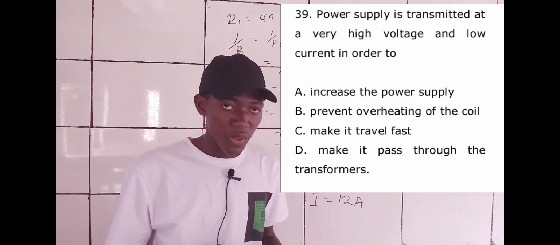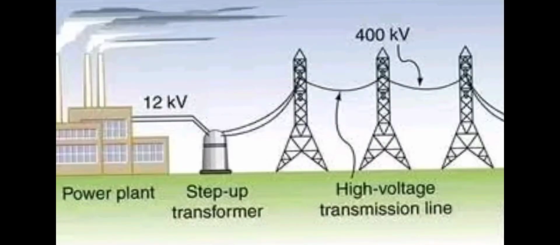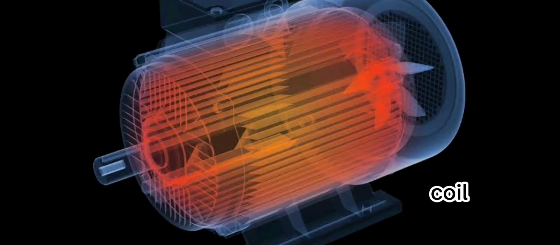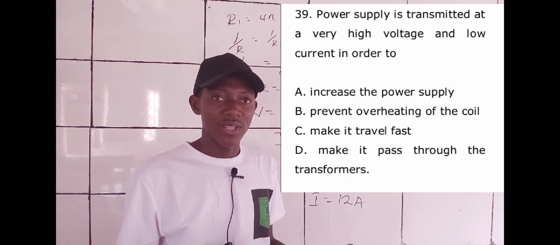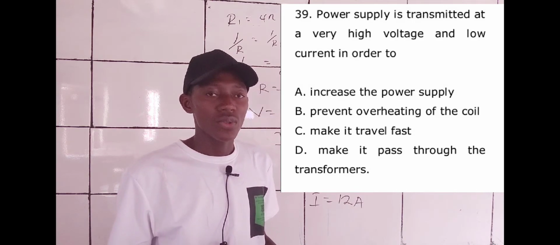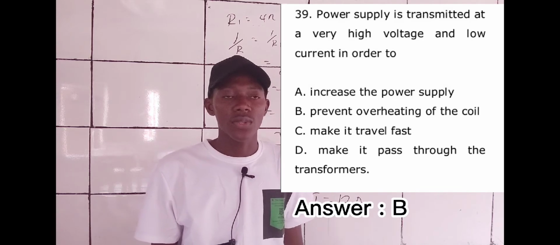Now the reason why power supply is transmitted at a very high voltage but low current is because they want to prevent overheating of these coils that are carrying these currents. Now if they decide to increase it to a very high current, it is going to cause overheating. Thereby they bring down the current and then increase the voltage. The reason why this is done is so that these coils are not overheated, and when they become heated, they break down. So this makes option B the final answer. I hope that answers the question.